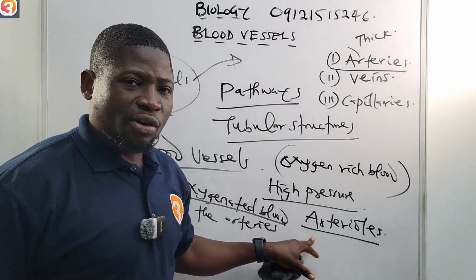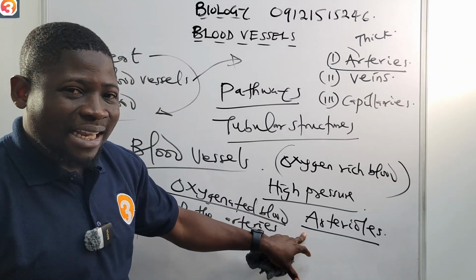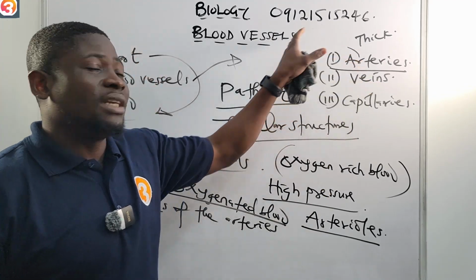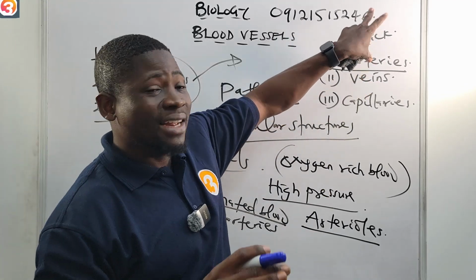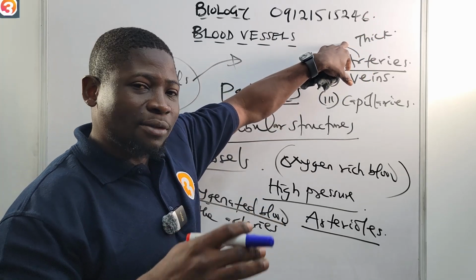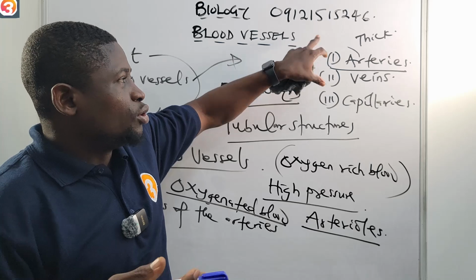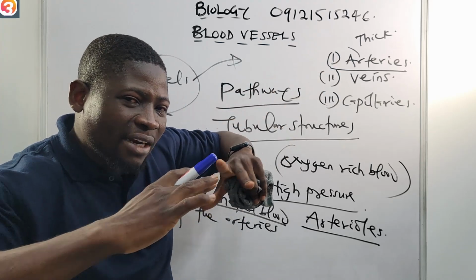These arterioles are smaller in diameter than the arteries, because the arteries are closer to the heart. That is why they are very, very thick. And the reason they are very thick is because the pressure of the blood coming from the heart is very, very high. So they need that thickness to accommodate that pressure.